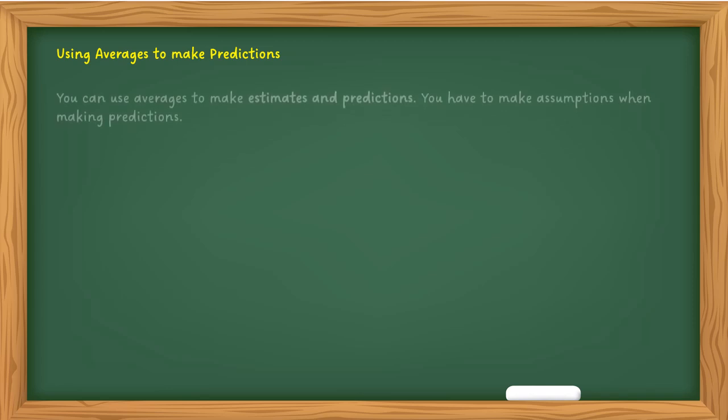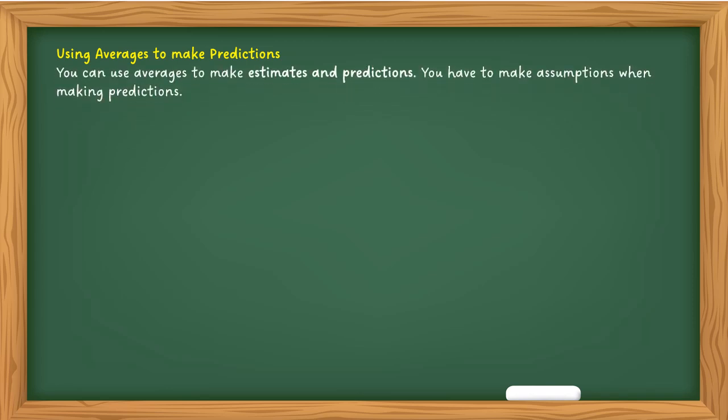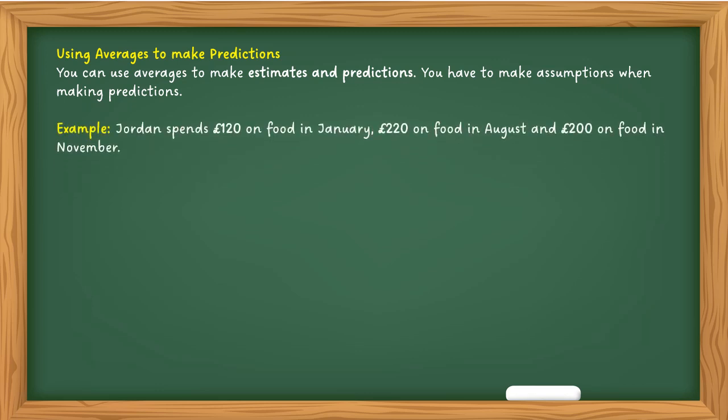Now we can use averages when making predictions, right? You have to make assumptions when making predictions. That's the only thing. Okay, for example, Jordan spends £120 on food in January, £220 on food in August, and £200 on food in November. Now calculate the mean to estimate how much Jordan spends on food in a whole year.